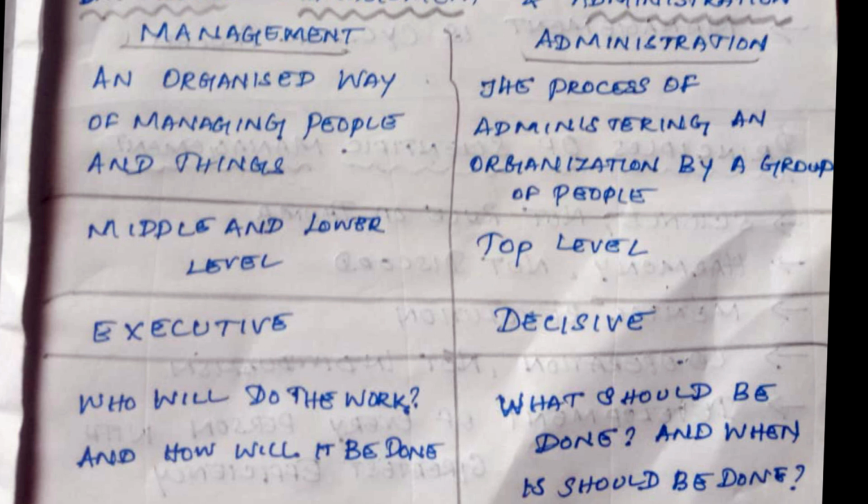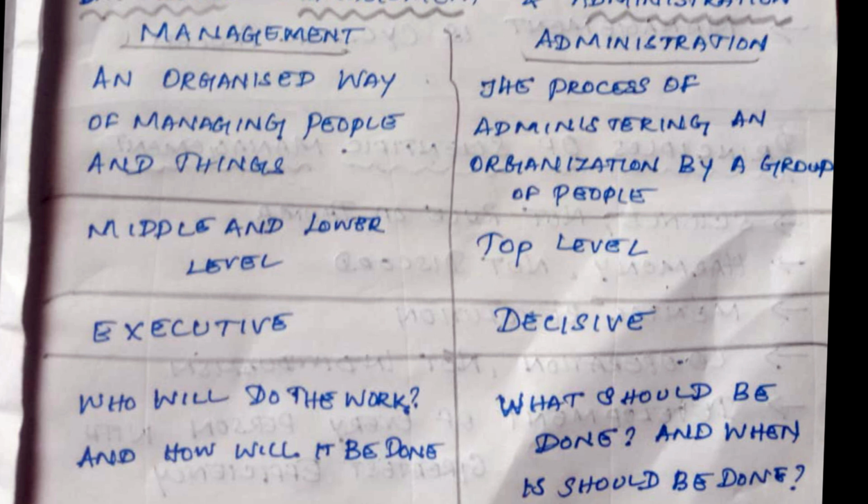Management is an organized way of managing people and things, whereas administration is the process of administering an organization by a group of people. And here it is clear that management is middle and lower level, and administration is top level. Management is executive and administration is decisive.